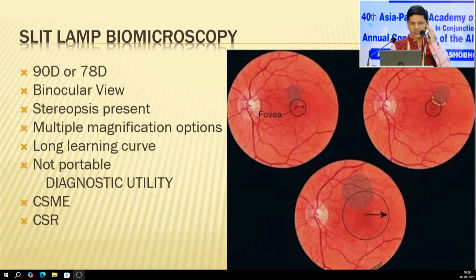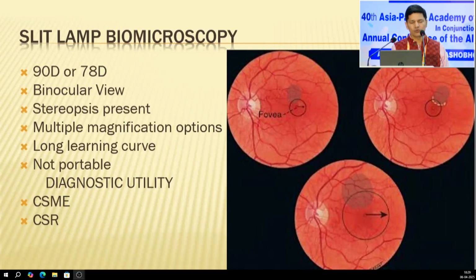The big advantage of slit lamp biomicroscopy is it gives you a binocular view, and the magnification is adjustable. You can see things in a magnified view with the use of your slit lamp magnification. And stereopsis is of course present in this equipment, but the learning curve is slightly long, as I told you, because first you have to learn the use of the slit lamp, then the 90D. And of course this is not portable. The patient has to come to the slit lamp.